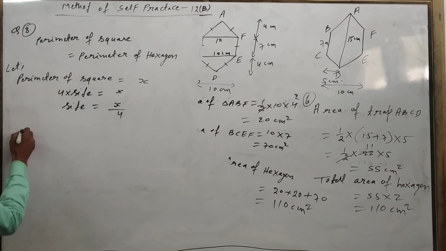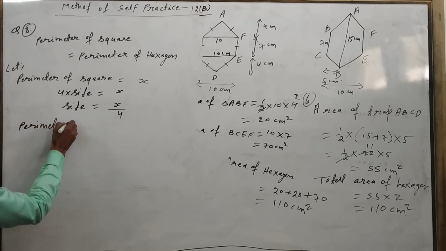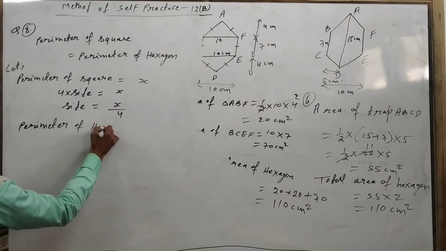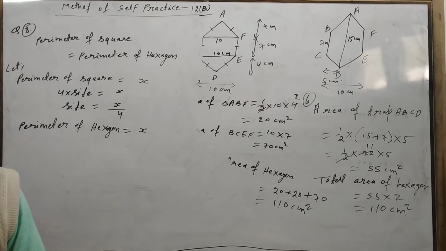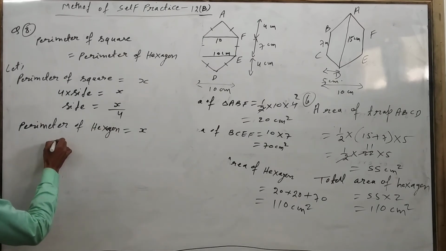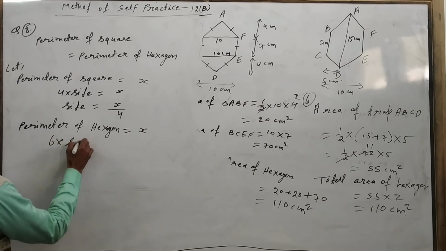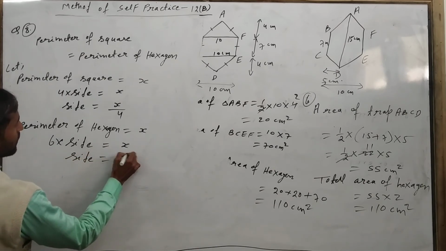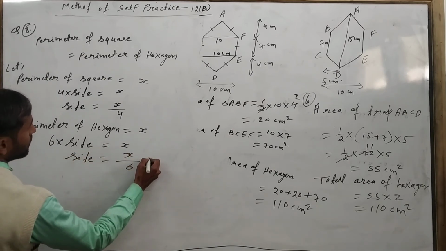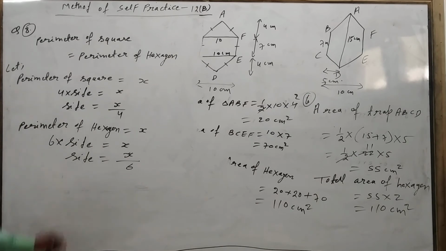Now the perimeter of the hexagon will be the same, x. A regular hexagon means all sides are equal, so the perimeter formula is 6 into side. 6 into side is equal to x, so the side is x upon 6 units. Now we have to find the area of the square and the area of the hexagon, then we have to find the ratio.